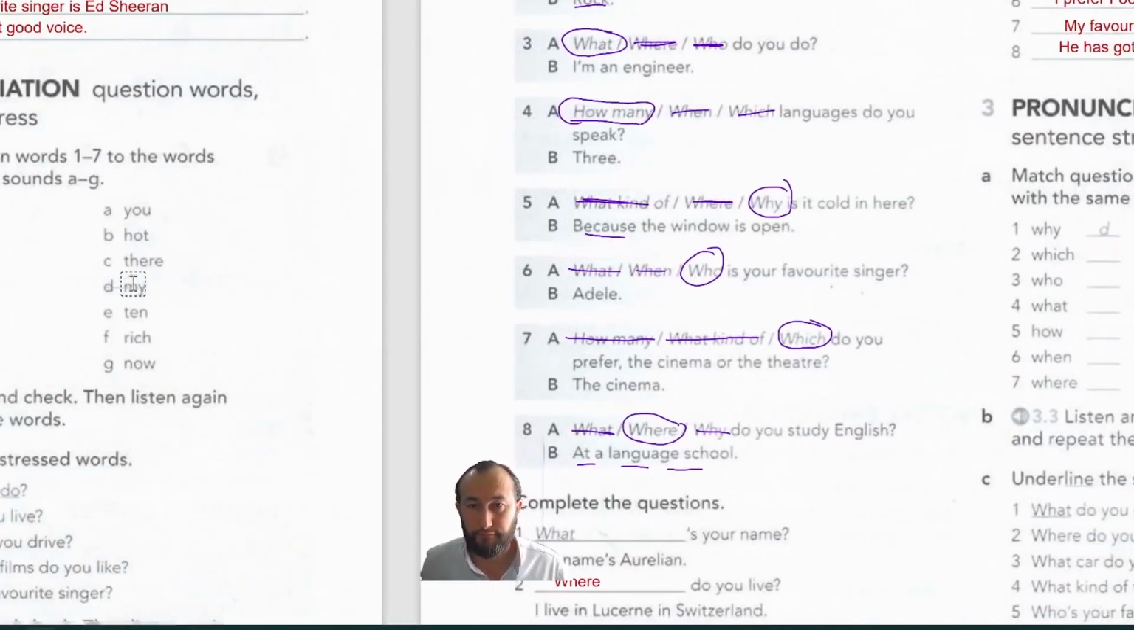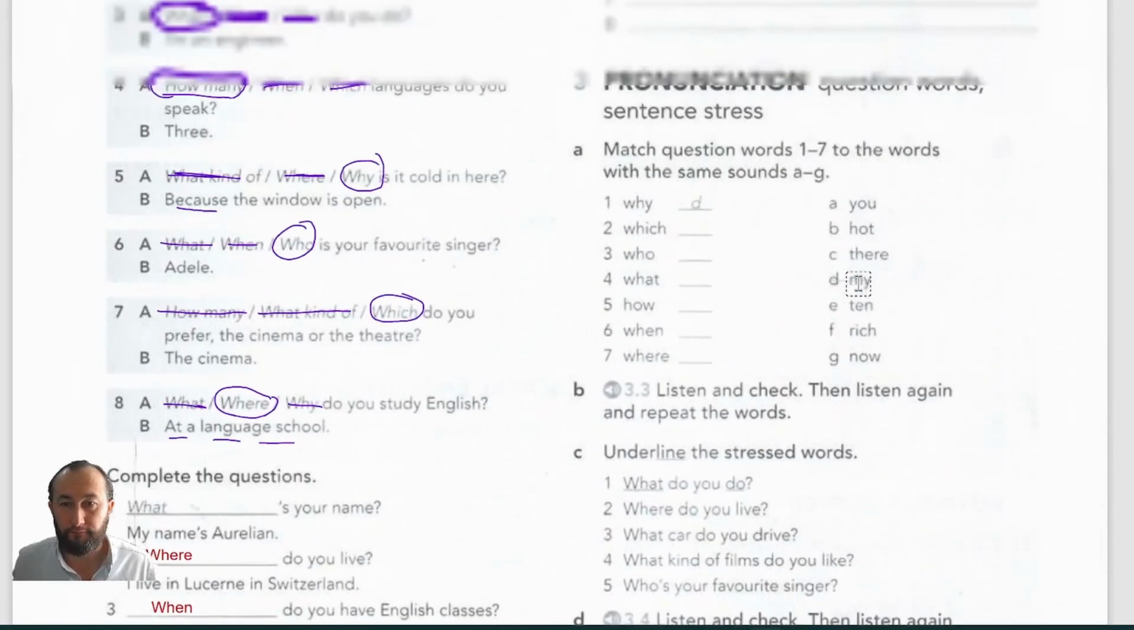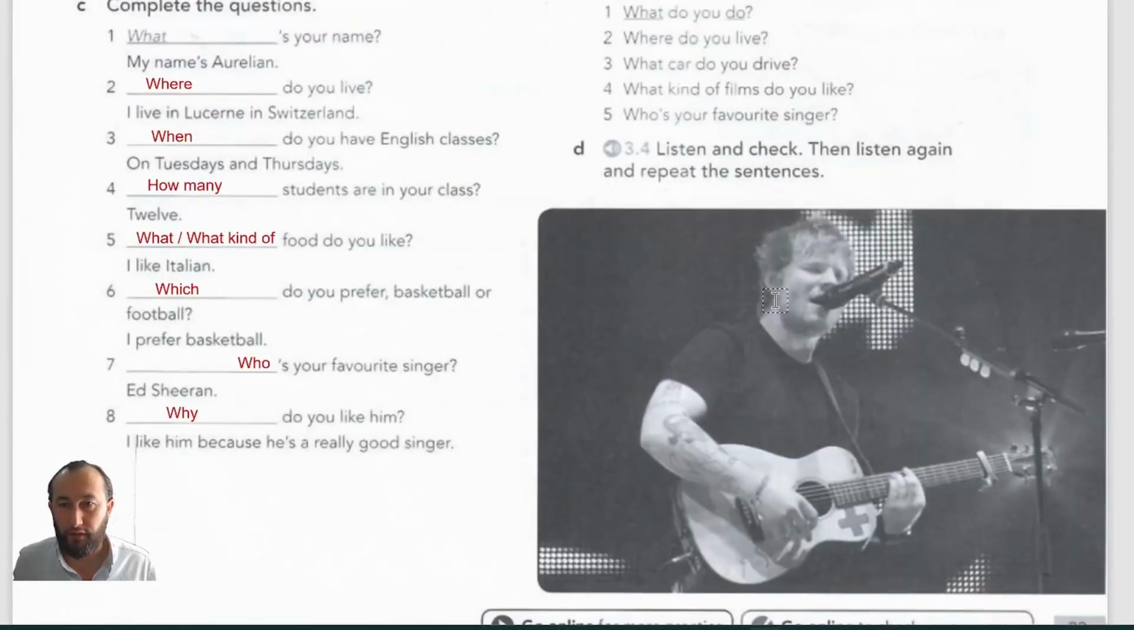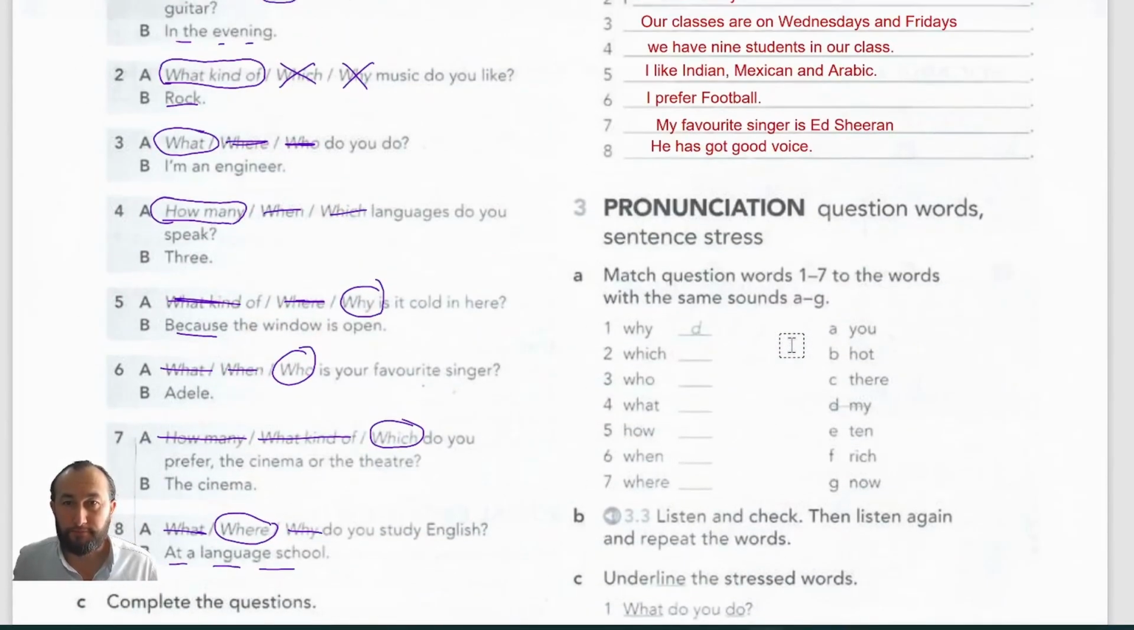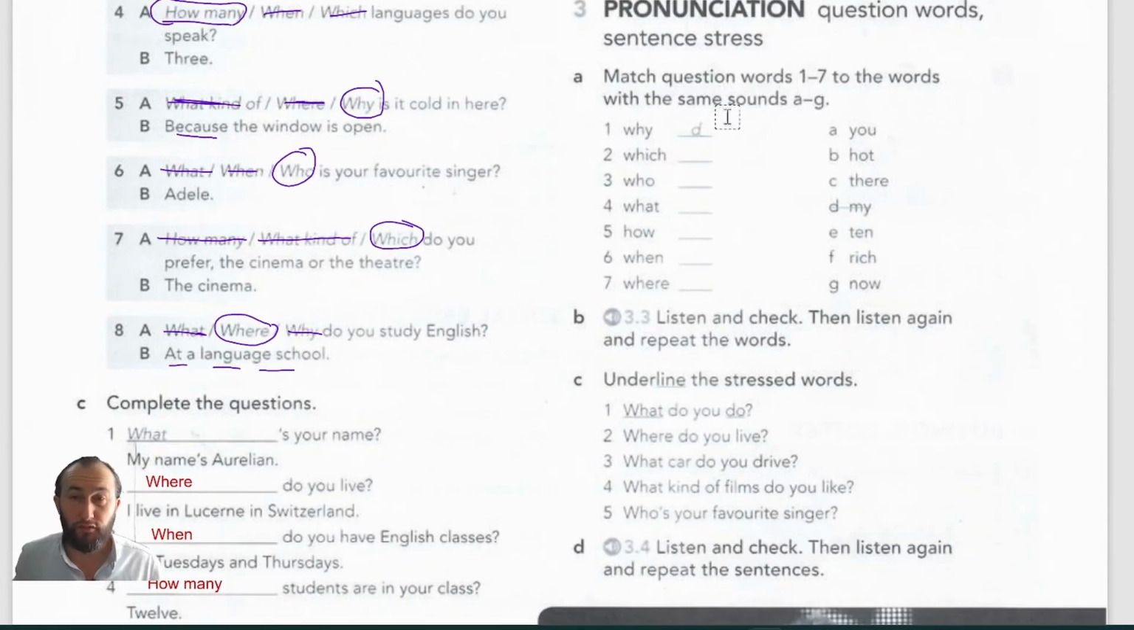Okay. Now we have reached pronunciation now, guys. This guy must be Ed Sheeran, right? Pronunciation. Question words and sentence stress. So first of all, exercise A, match question words. So we're talking about this one. Match question words 1 to 7 to the words with the same sound.